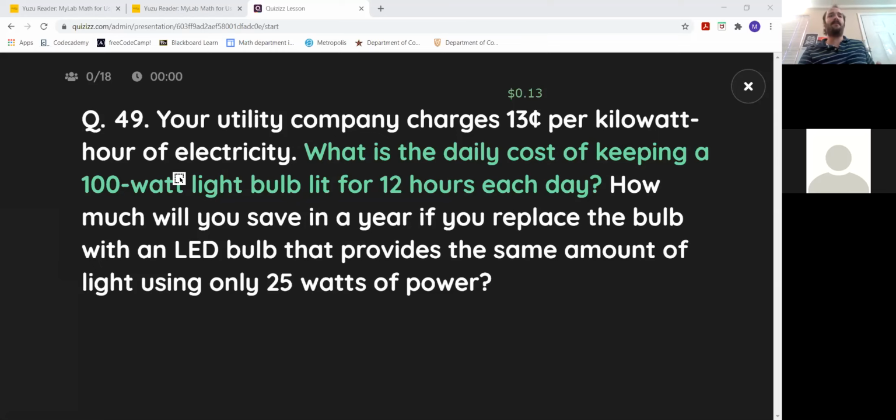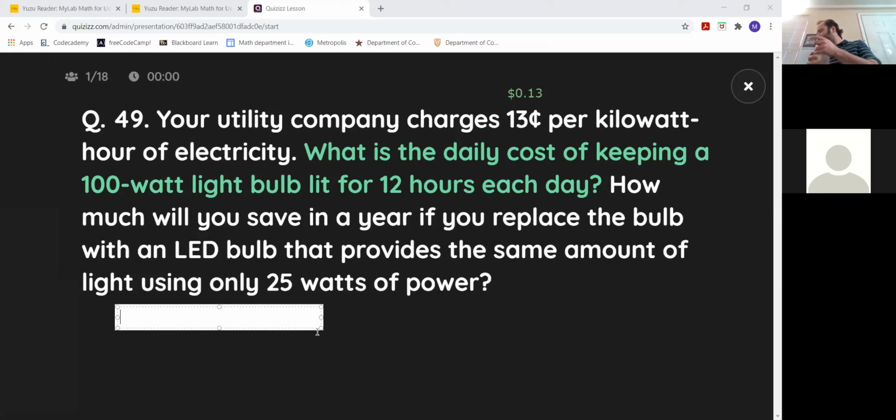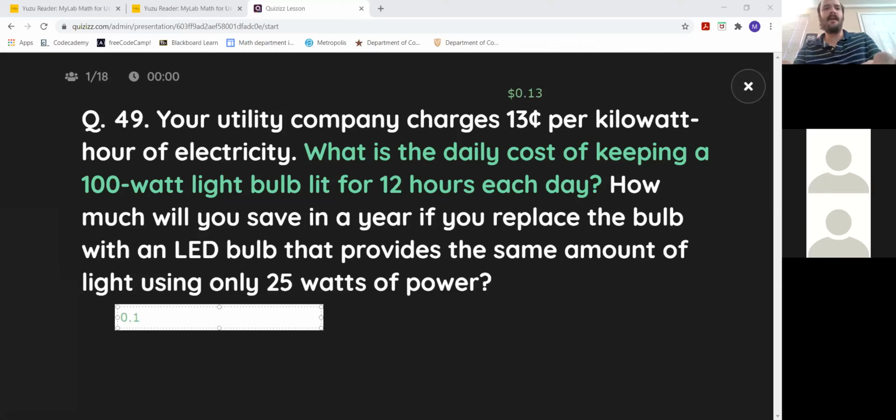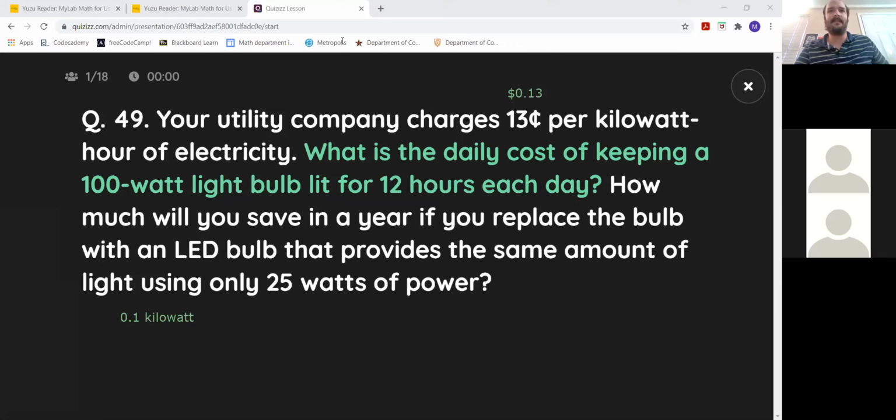And so what we want to do is we have a 100-watt bulb. So the first thing we want to do is convert this to kilowatts. So 100 watts, what is that going to be if I convert it to kilowatts? Would it be 1/10 of a kilowatt? Yeah, it's 1/10 of a kilowatt. We got to divide by 1,000 basically.